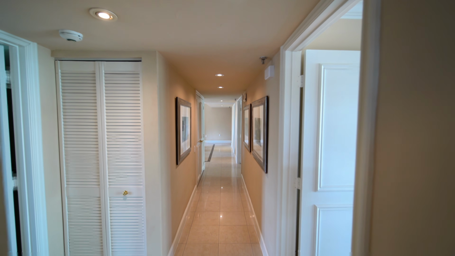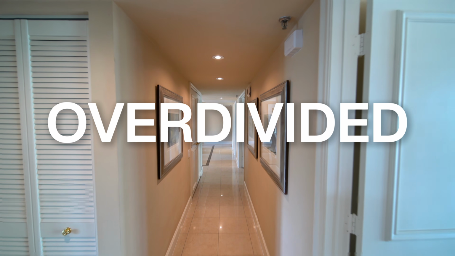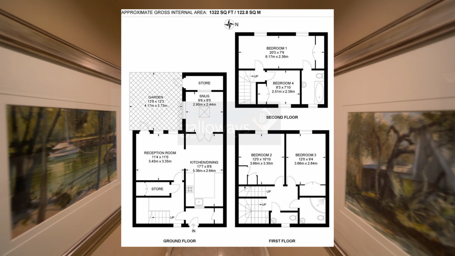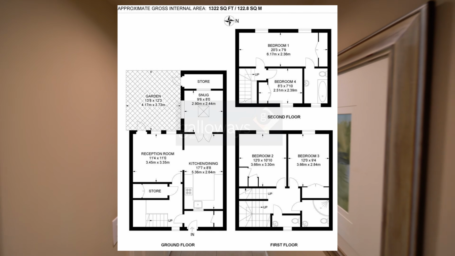Now, let's keep going. Step 4. Remove before you add. Here's something counterintuitive. I don't add space, I remove obstacles. Most homes feel cramped not because they're small, but because they're over-divided. We inherit too many doors, too many thresholds, too many leftover partitions.